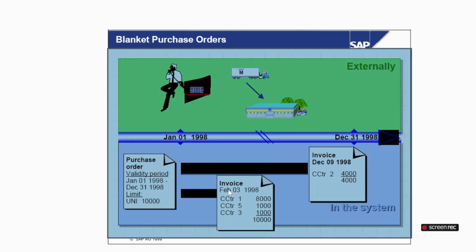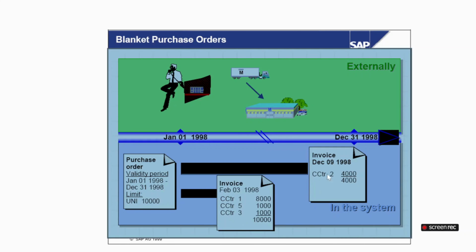And for a single blanket purchase order we can create invoices many times, n number of times for that same blanket purchase order. Like the first time, we required a material for 8,000, so we directly do an invoice for 8,000. Then we required a material or service for 1,000 value, then we do invoicing for 1,000, like that, right?